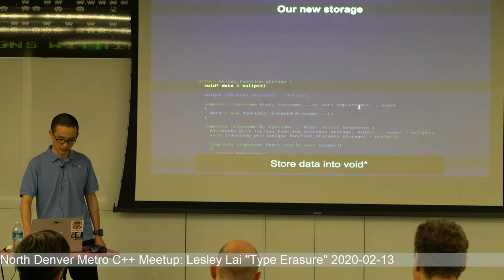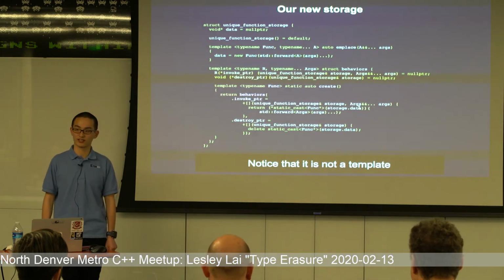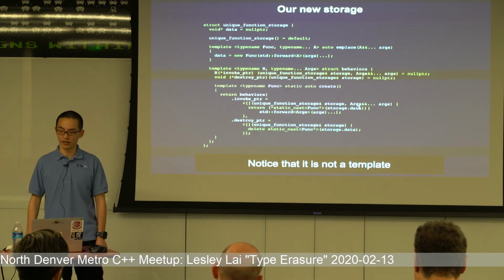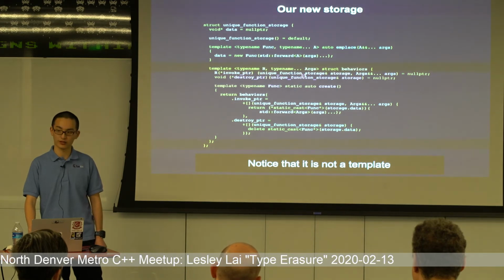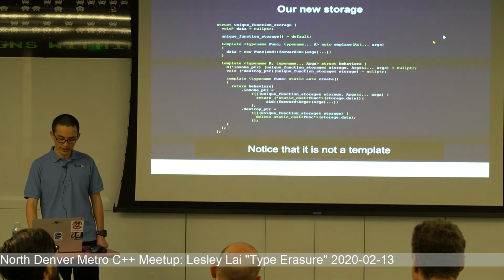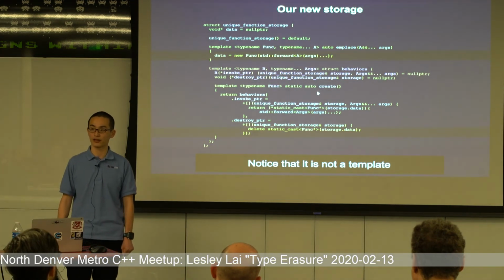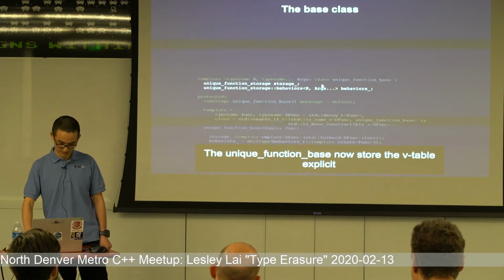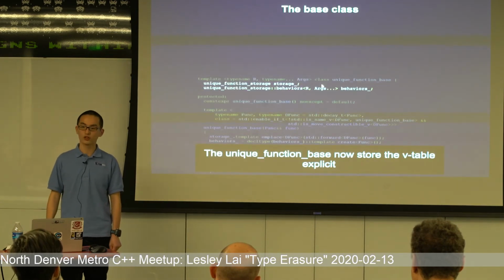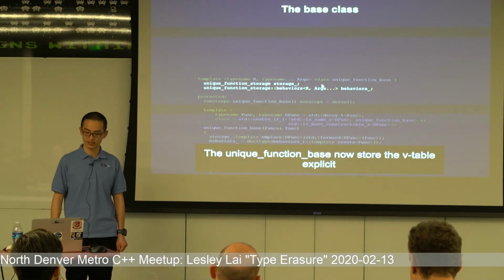I store data in void star. Notice the whole storage is no longer a template. The template is behavior. At behavior, we need to specify its return type and what arguments it takes. And in this create function, we even need more templates to specify what the actual type is. But our whole storage is no longer a template because it's just a dumb pointer. So now we store our vtable explicitly in our unique function class.